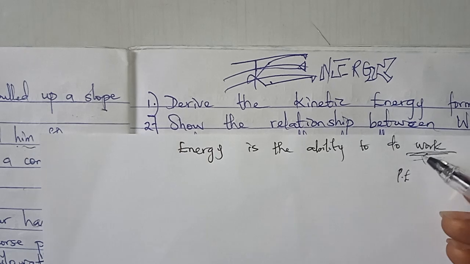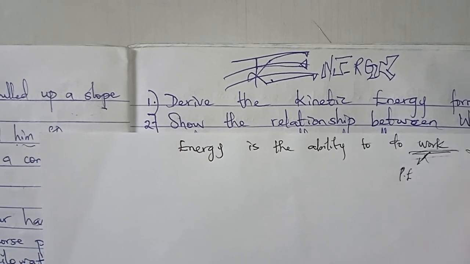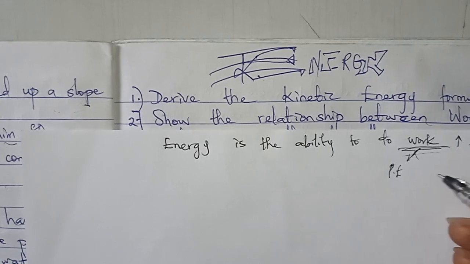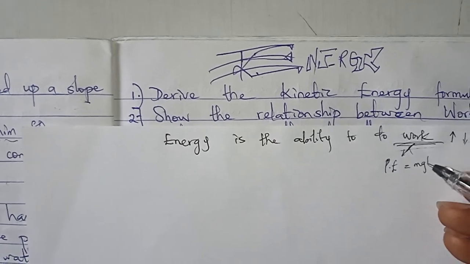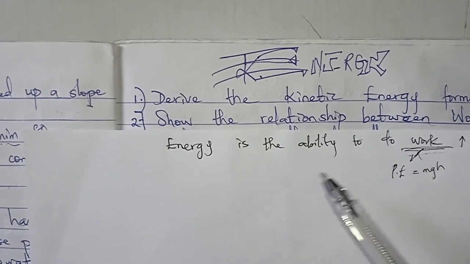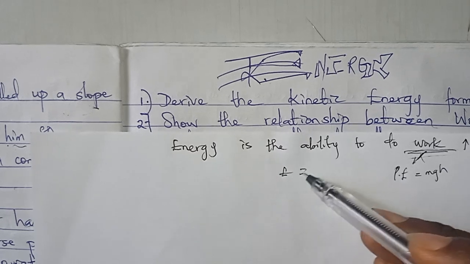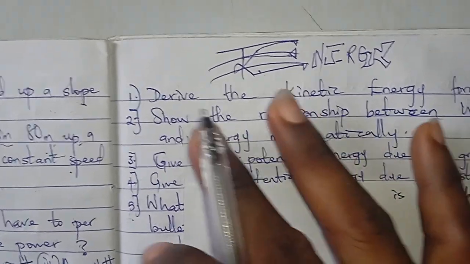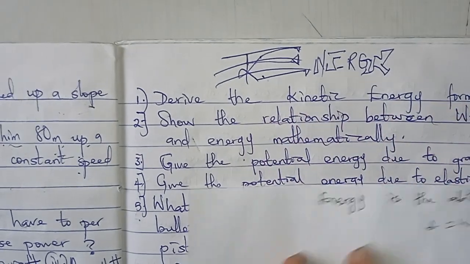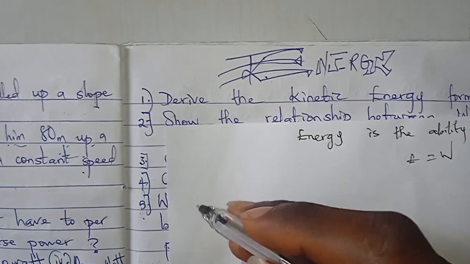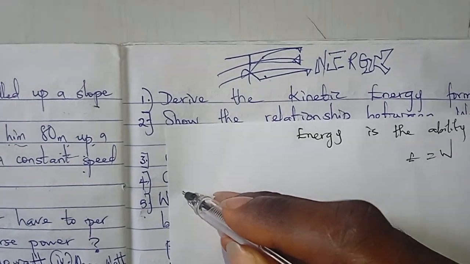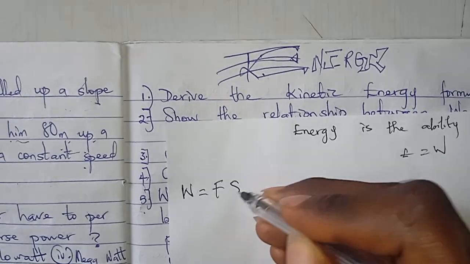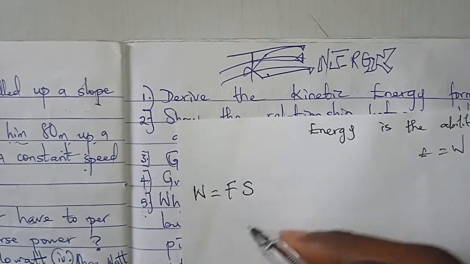And we've seen when we did this potential, we did work that has to do with going up or coming down. When force and displacement are going in the same direction, we have mgh. So work and energy are equal. If I know that, there's a question before us that says derive the kinetic energy formula. So we can say that work is equal to F times S, that is when there is no angle.